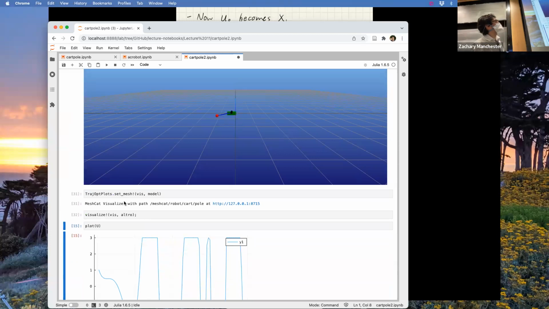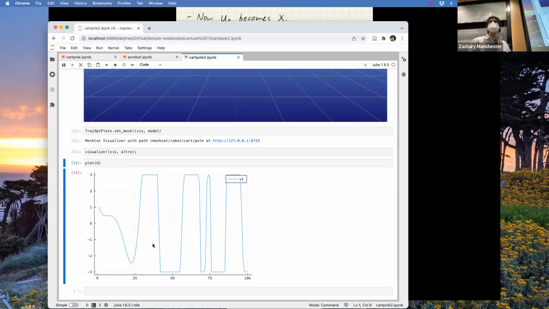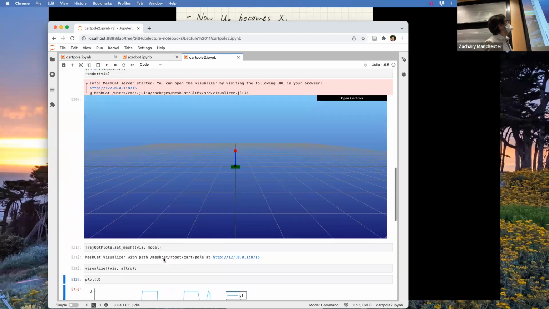So you can see it's way less control authority, so it has to do this many-pump thing. Here's what the controls look like for that. You can see it's basically railing right at the torque limit, back and forth. This is what we classically call a bang-bang control policy, right? Where it's hitting the torque limits repeatedly. Anyway, that's it.